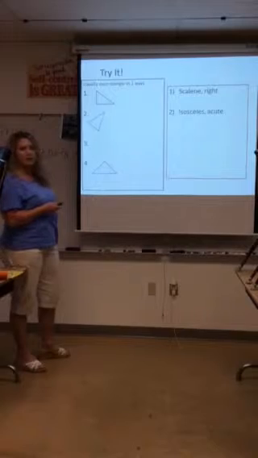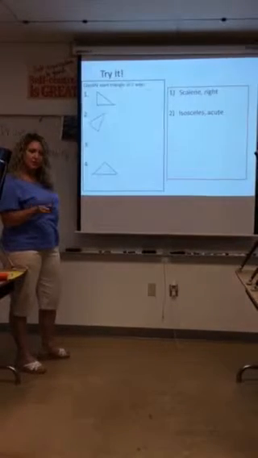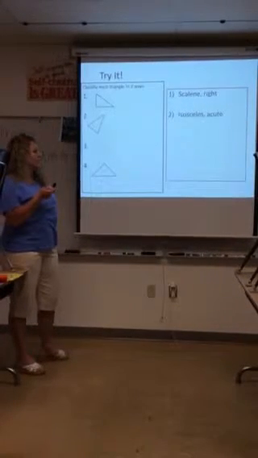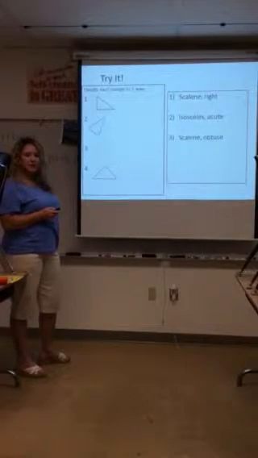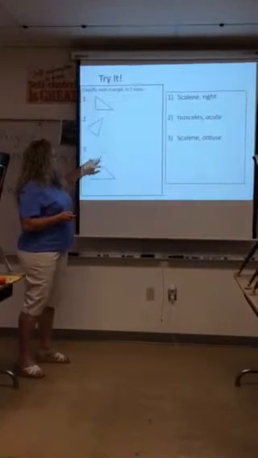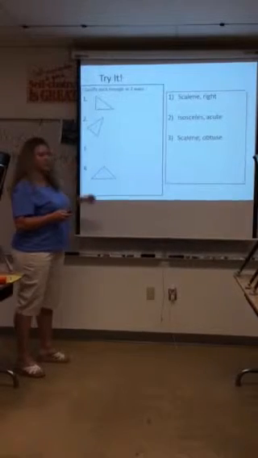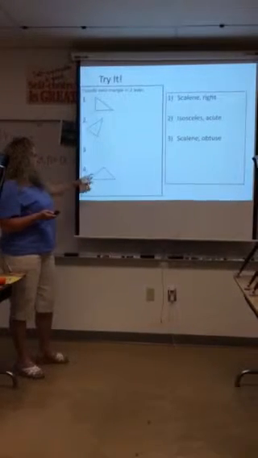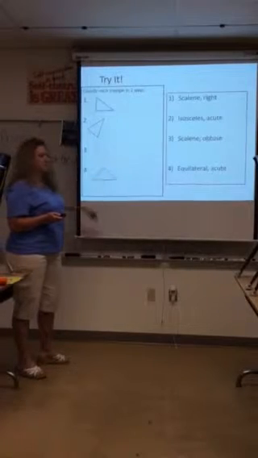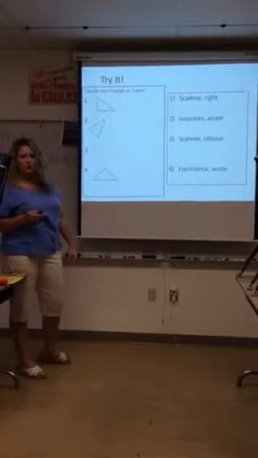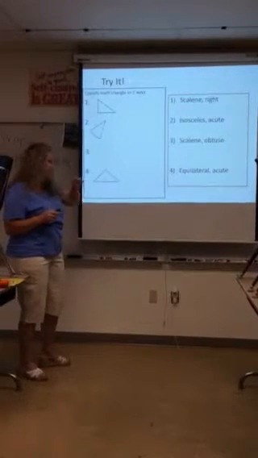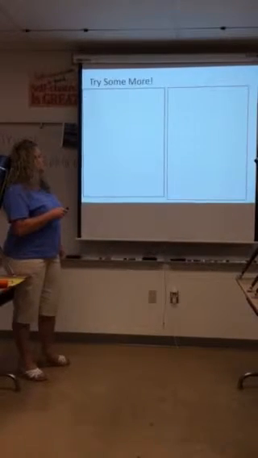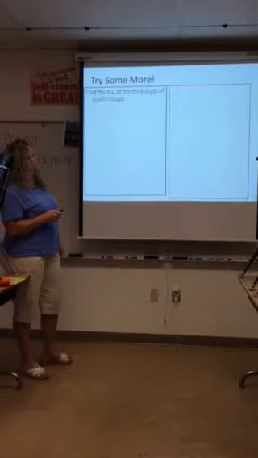So 2 is going to be an isosceles, and all the angles again are less than 90, so that is acute. 3, that is a scalene triangle because no sides are the same length, but this one angle does go past 90 degrees to make it obtuse. And then lastly, all sides are the same length. It is equilateral, and it's also acute because they are less than, remember I told you little acute, less than 90 degrees.